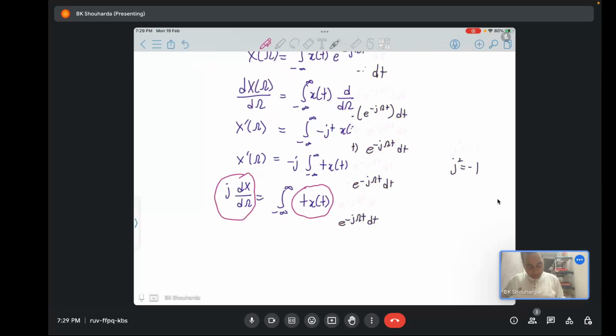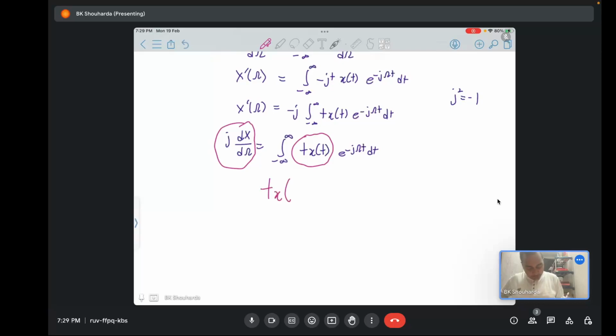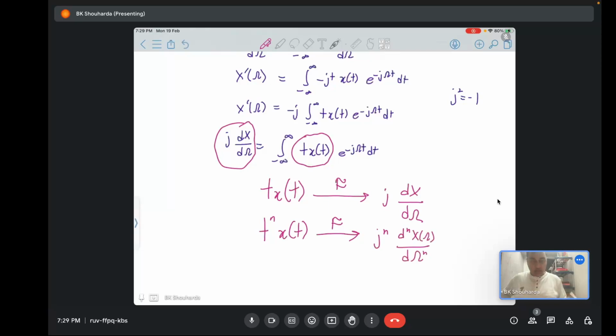So what do I obtain? I see that the Fourier transform of t times x(t) gives me j times dX of d omega. And now if I do it further, what do I get? t to the power n x(t) has a Fourier transform j to the power n, d n X of omega by d omega to the power n. So there are a lot more problems that use this property.